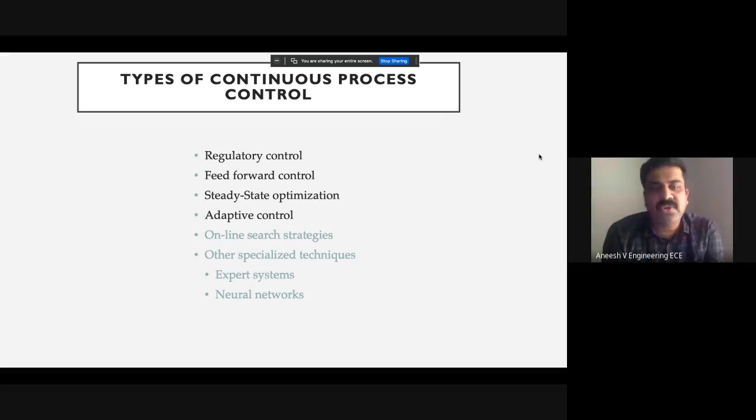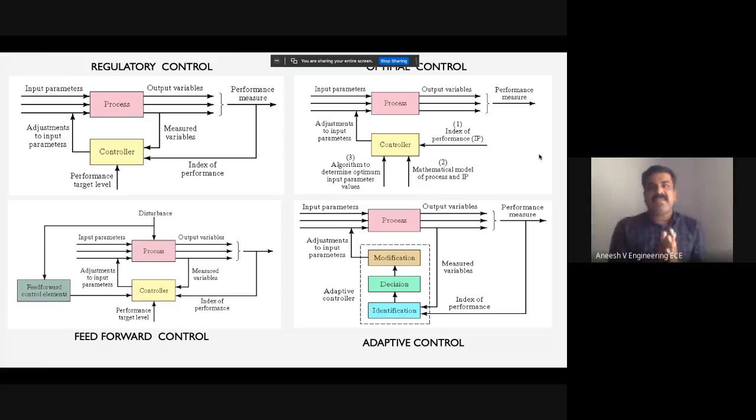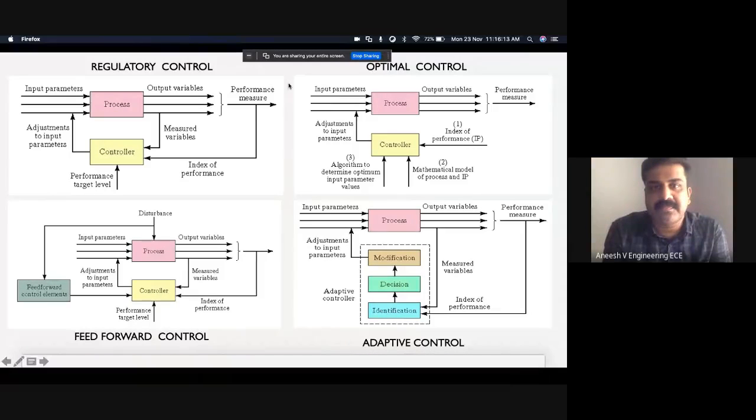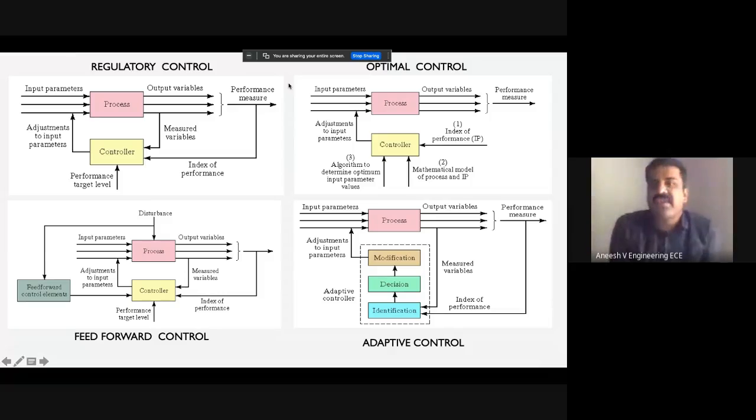Now we are going to discuss what is regulatory control, what is feed-forward control, what is steady-state optimization, and what is adaptive control. These are the four different control structures we normally use: regulatory control, feed-forward control, optimal control, and adaptive control.